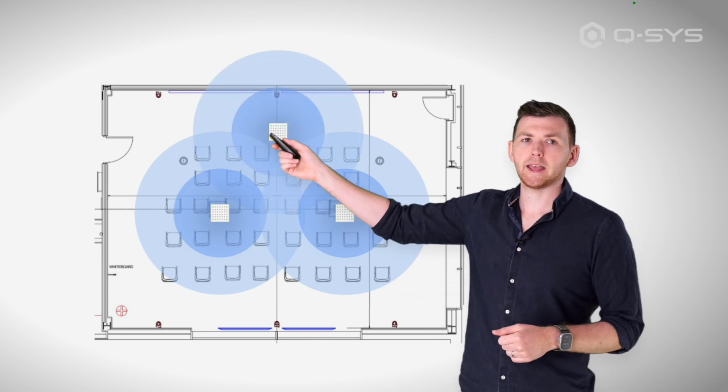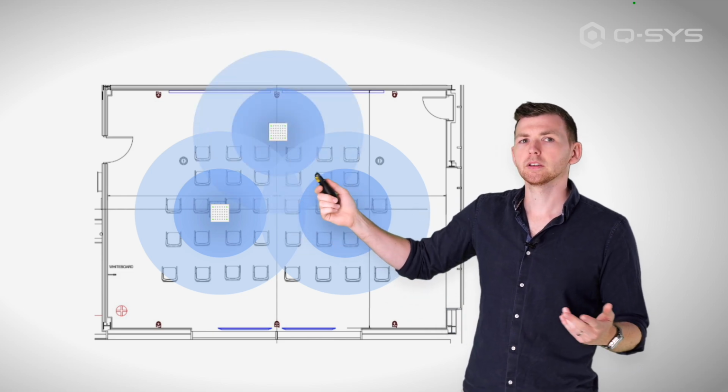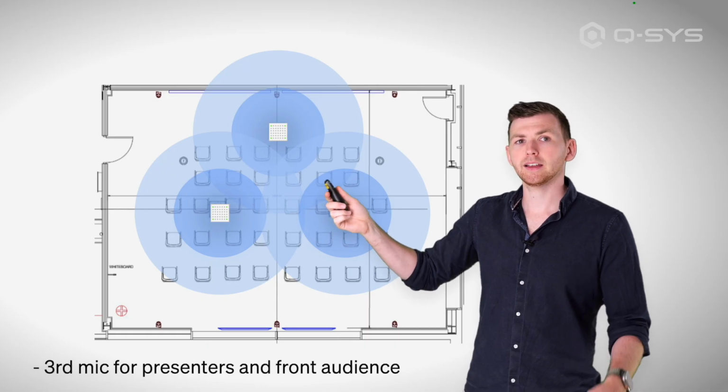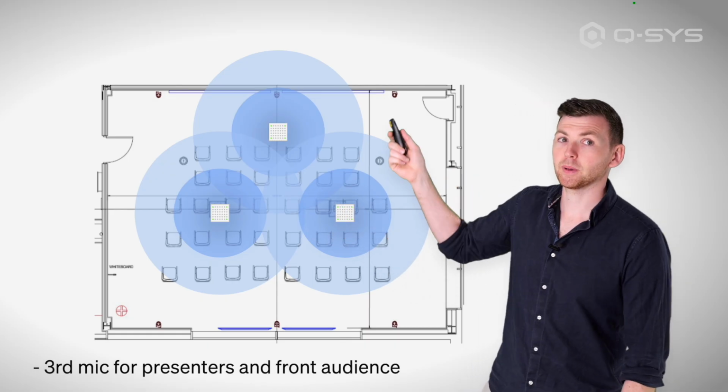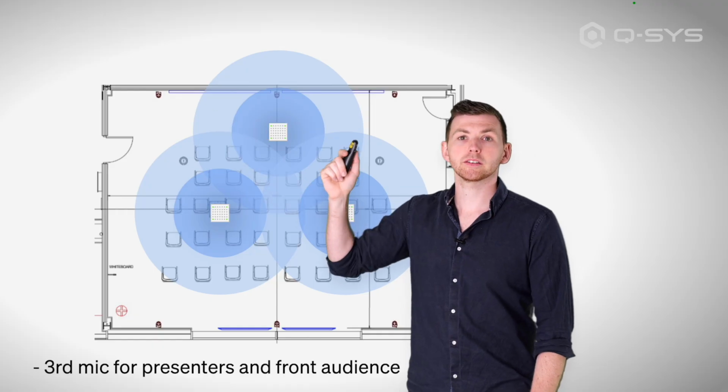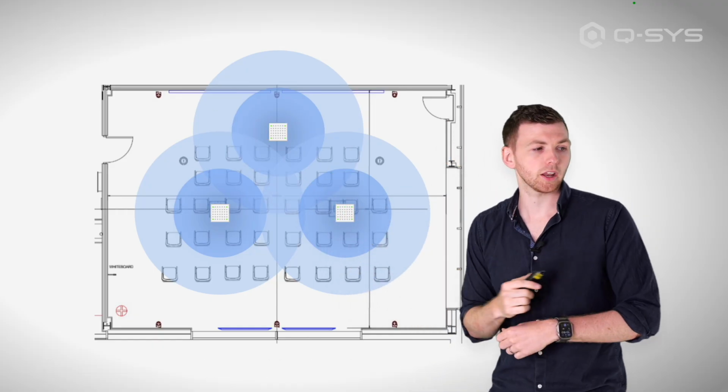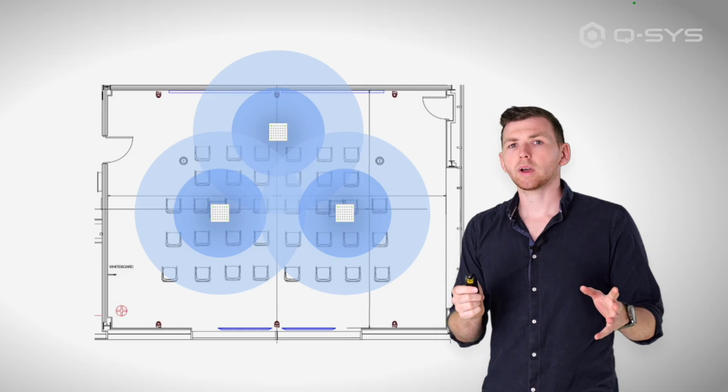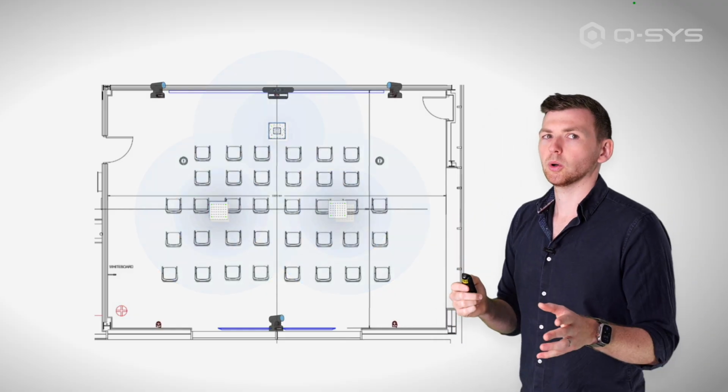So we could add in there perhaps a third microphone just to really cover that. And now remember, it's a presentation space, so we actually want that just for the presenter as well. So there we go. Now we've got even better microphone coverage. Let's talk a little bit about the cameras, okay?